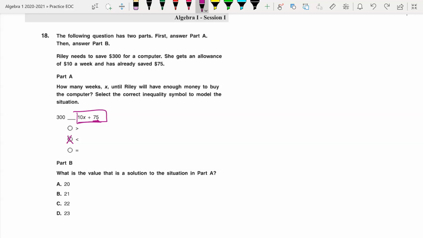So then it says part B, what is the value that is the solution to the situation in part A? I'm just going to plug numbers in until I figure out which one's greater than 300. And whenever you do that, you finally figure out, well, 10 times 23 is 230. And then I add 75 to that, that's $305. That's the first time that you go over 300 bucks. So the answer is D.